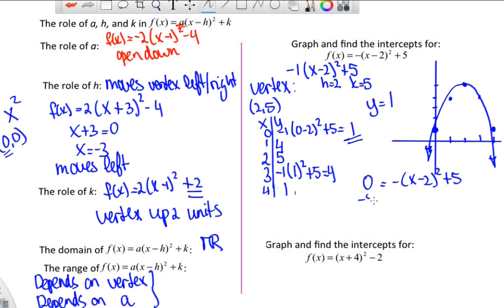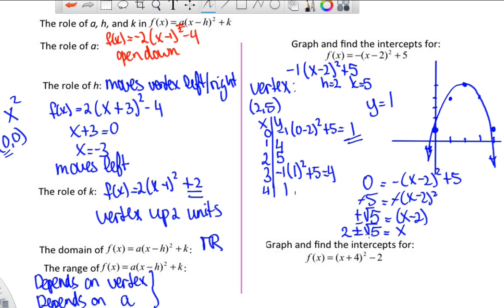Move the 5, so it's -5 = -(x - 2)². Cancel the negatives, take the square root, make sure you use a plus or minus. So this is actually completing the square. For those of you that are sort of wondering, is that completing the square? Yes, we're completing the square. So 2 plus or minus the square root of 5 is where your x-intercepts are.